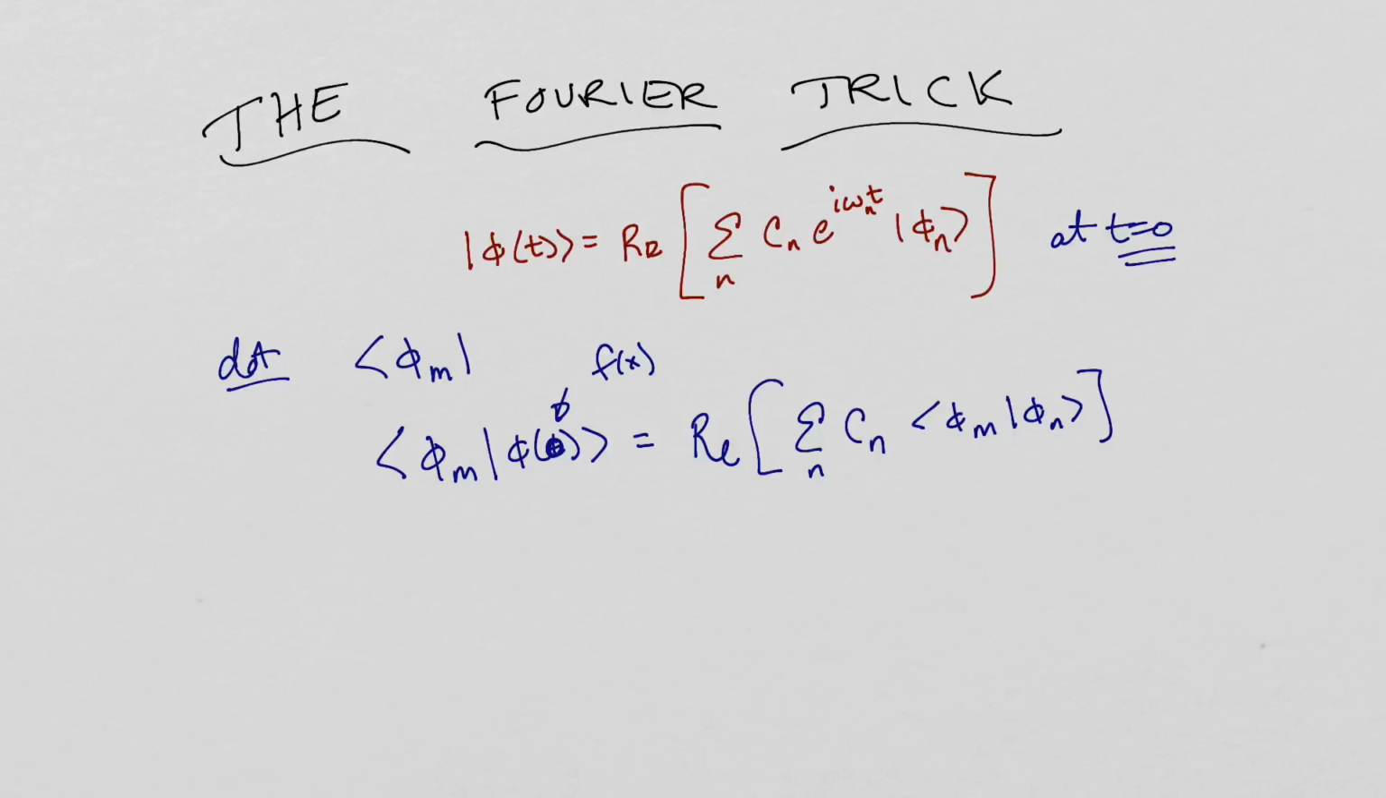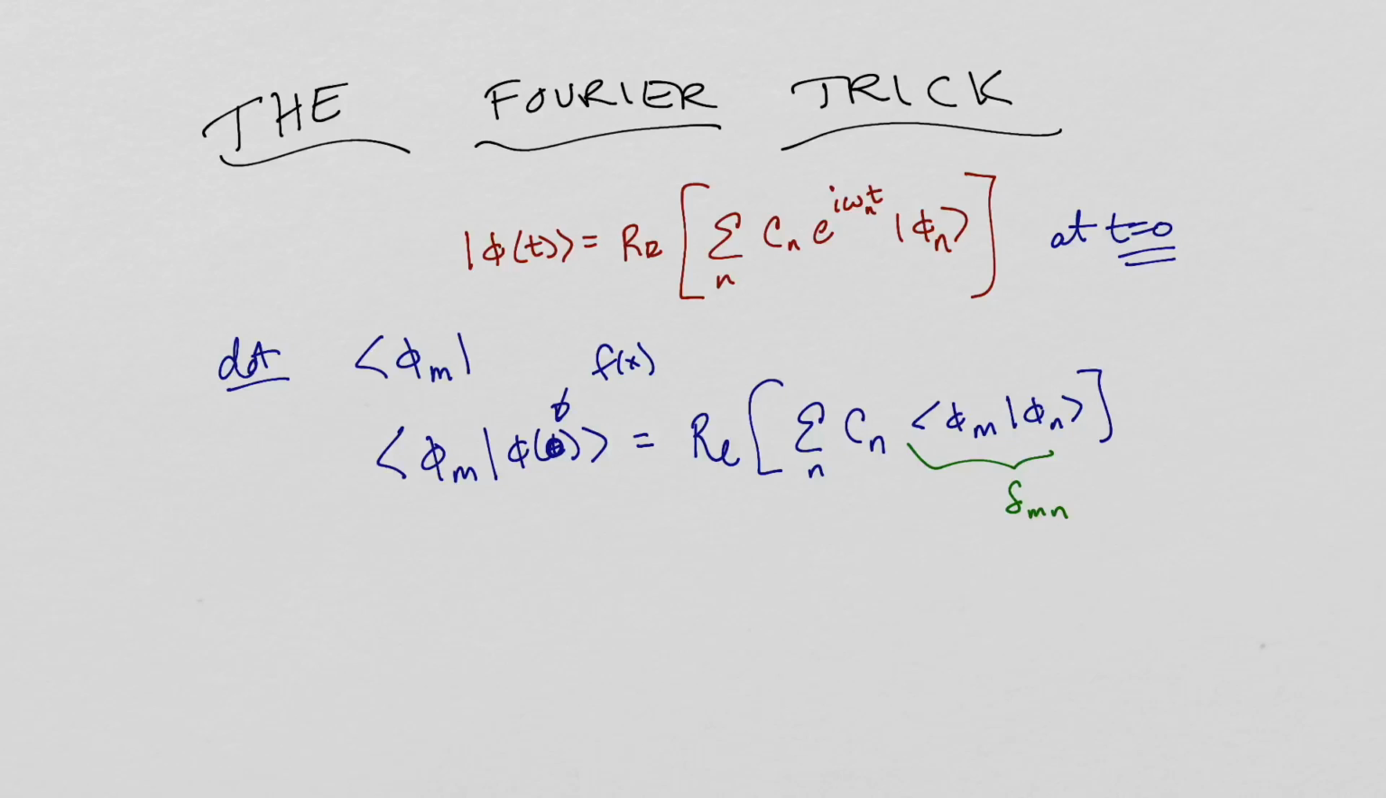And because we did such a bang-up job making these vectors orthonormal, this thing is just delta mn. The real part can go right into the sum. The delta mn takes this sum and says all of the terms are 0 except, of course, for the term when n equals m.